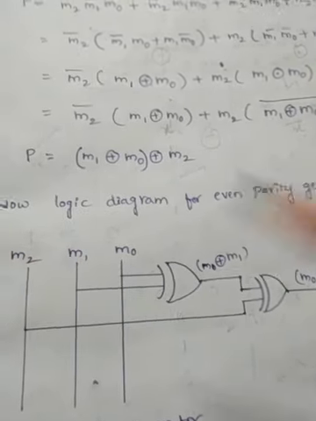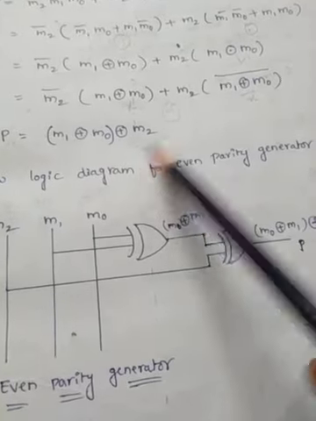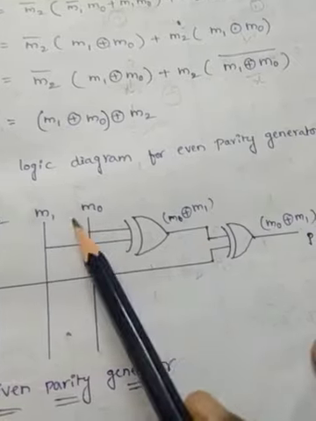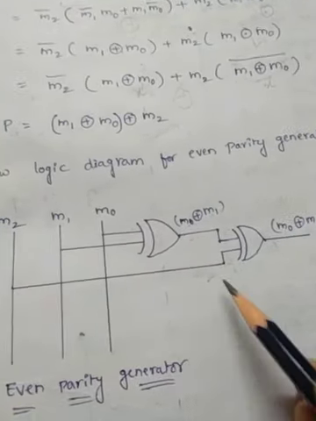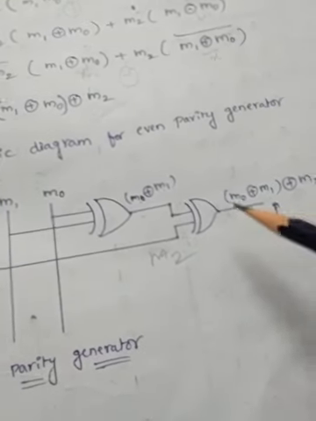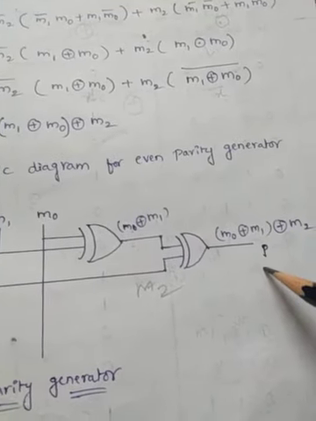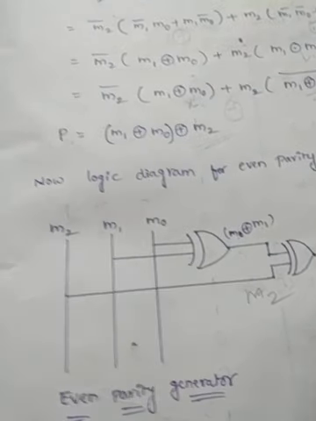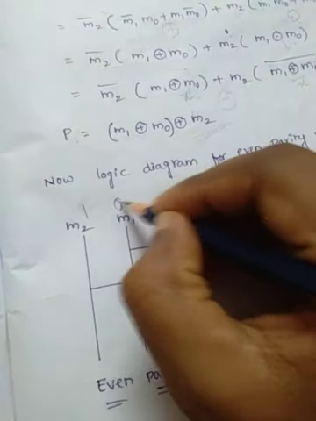So let us design an even parity generator by using this simplified equation. So this is M0 XOR M1 and this is M2. Here we get M0 XOR M1 XOR M2. Okay, this is the parity generator which is used at the transmitter section. For example, our message bits are 101.